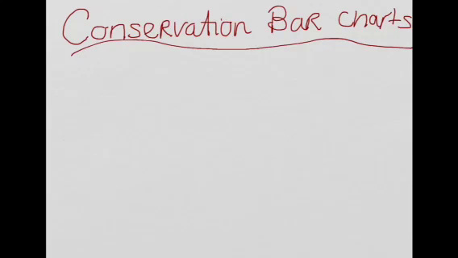So let's talk about conservation bar charts. This is a representation that physicists use to keep track of everything that's going on. If we think about money, we can have money in these different forms, right? So maybe you have some cash money in your pocket.